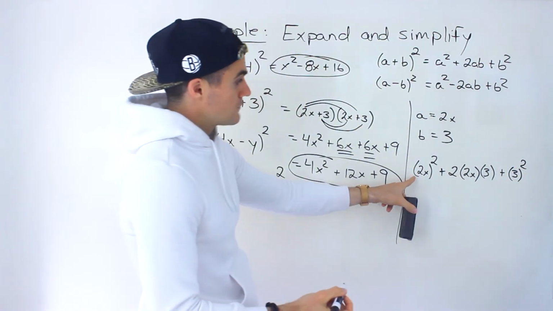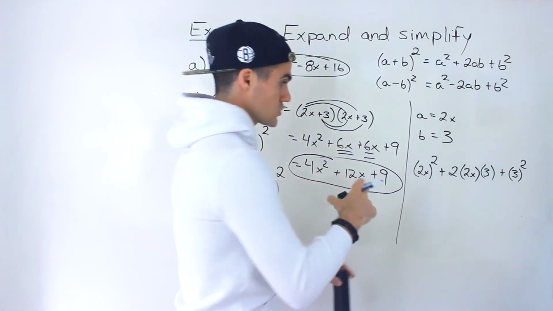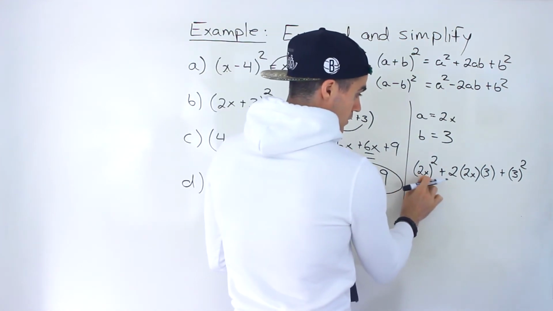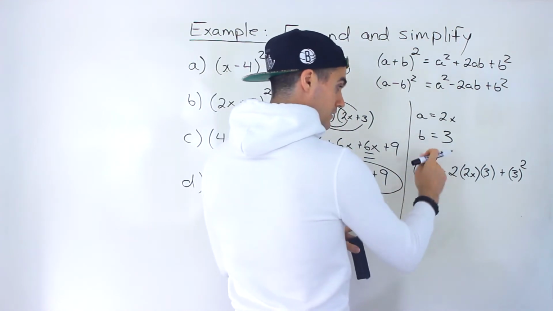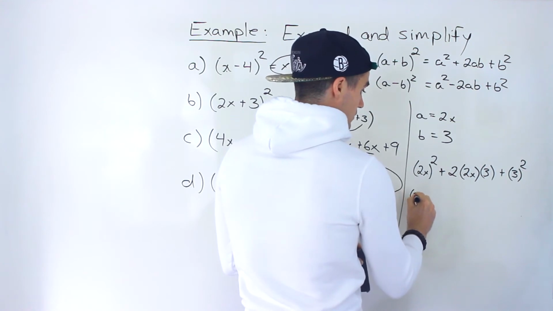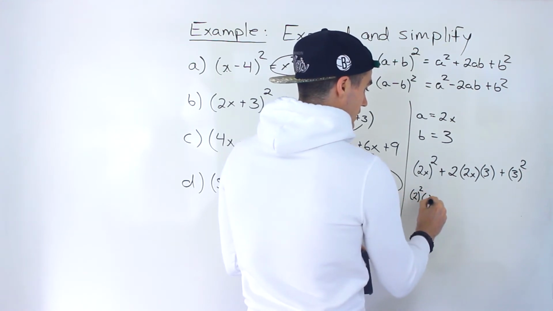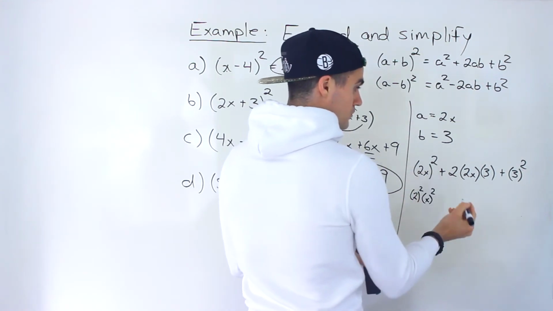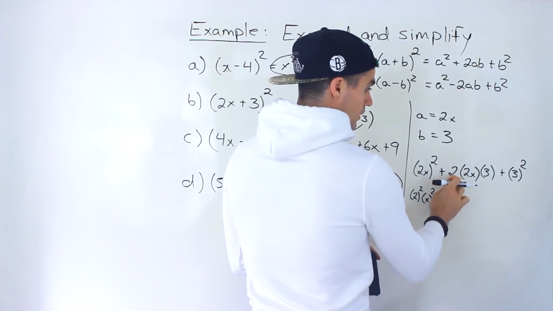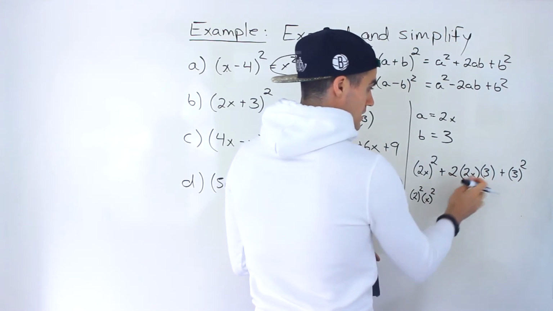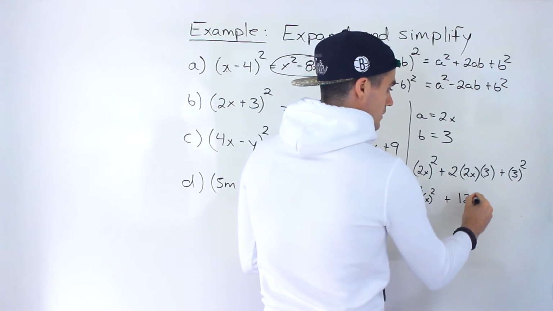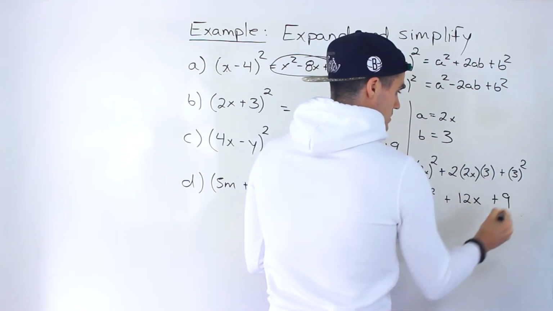And then over here, we have 2x in brackets squared. Remember, when you have something like this where you got two terms multiplying inside a bracket, there's an exponent on the outside. You got to take the 2 to the power 2. You got to take the x to the power 2. You got to take both of those terms to the power 2. Over here, 2 times 2x is 4x, times 3 gives us 12x. And then 3 to the power 2 gives us 9.